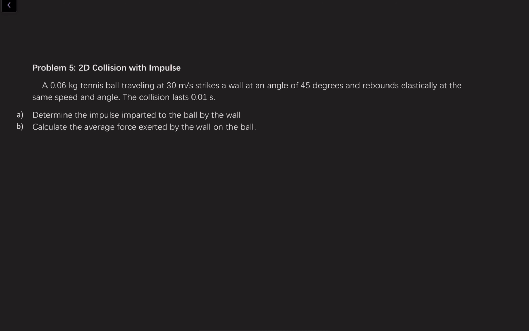Well, let's see. So there's a wall, and an object shoots at it at 45 degrees. Well, let's draw a better 45. That's a 45 degree angle here. And it bounces elastically with the same speed and angle.